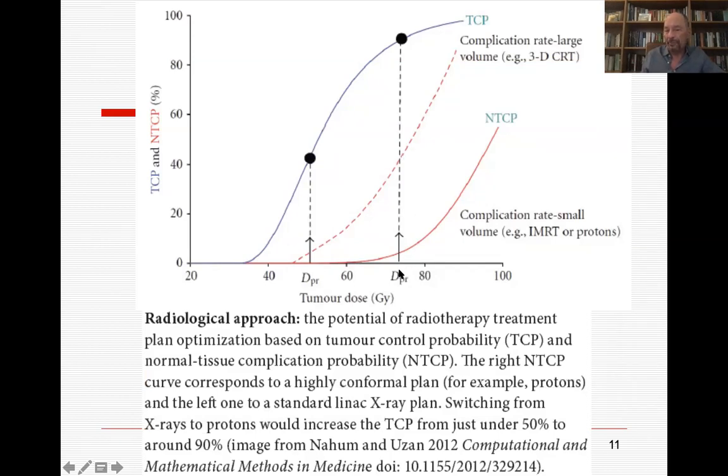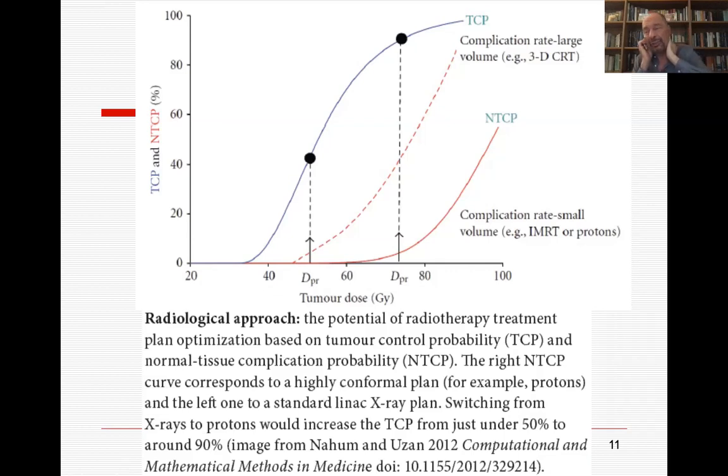At this dose, for example, you have a 90% probability of TCP and about a 5% probability of NTCP. If you use an old technique like 3D CRT, instead of a technique like particle therapy, the curve of NTCP shifts to the left. And now you see for this dose, the probability of side effects is too high. So you should go down to this dose to have a low probability of side effects. But at this dose, the TCP is too low. You see, it's only 40%.